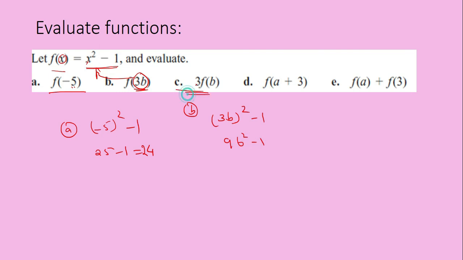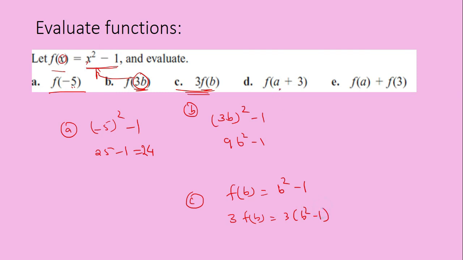C, 3 times f of b. So first find f of b. What is f of b? F of b is found by replacing x by b. It is b squared minus 1. So what is 3 times f of b? It is 3 times b squared minus 1.